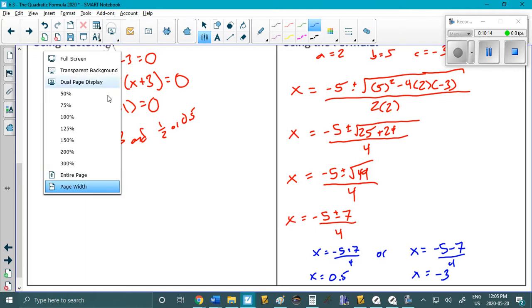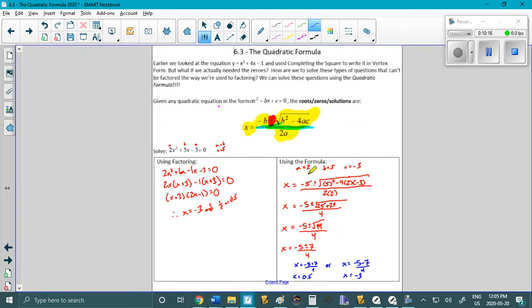And you're probably thinking, why would I ever use this? It's so much longer, it's so much harder. Well, all I'm trying to prove to you here, or sort of suggest to you here, is that when factoring is possible, that is the quick way.